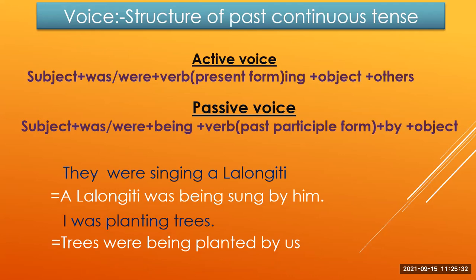So we can say that in passive voice of past continuous tense, at first we have to write subject, then we have to write was or were according to subject, then being, and after that we have to write verb in past participle form. Then finally we have to write by plus object.